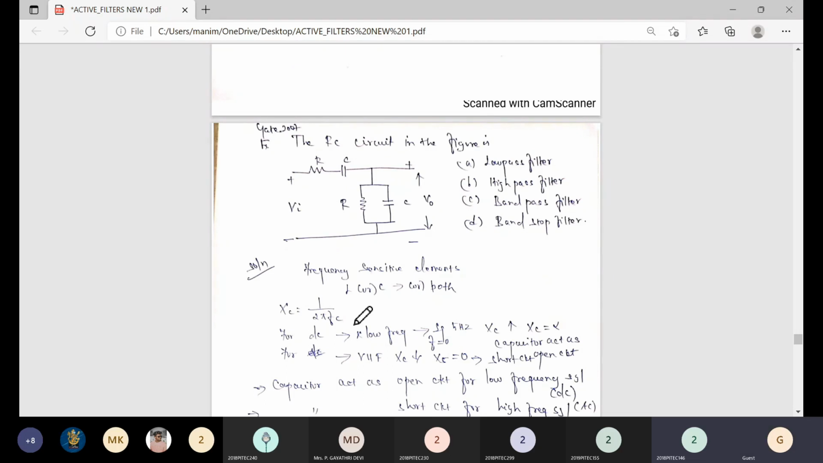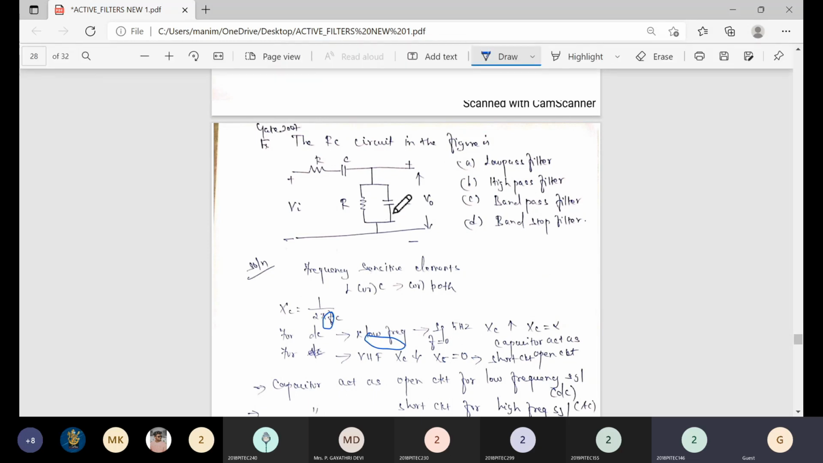Now we analyze the frequency response of the given RC circuit, considering low frequency and then high frequency. First consider F is very low. Then the capacitive reactance is very high, infinite. So the capacitor acts as an open circuit.